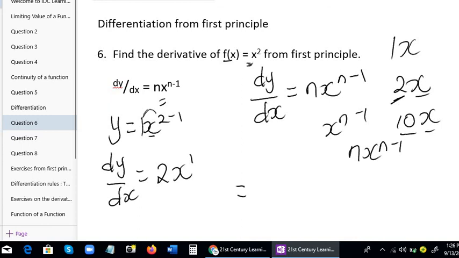Okay, so hope this is clear. 2x. Let's look at question 7.